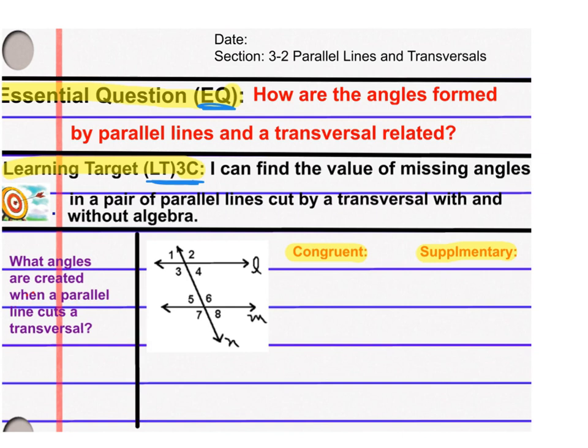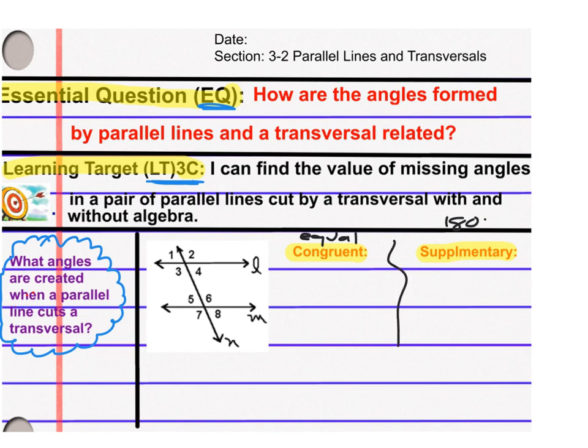All right, then we've got some vocabulary words. So we have a question here. What angles are created when a parallel line cuts a transversal? What angles are created? So basically there are two types of angles. Congruent angles, which just to remind you, congruent means equal. All right, and there are supplementary, and also to remind you, supplementary means they add up to 180.